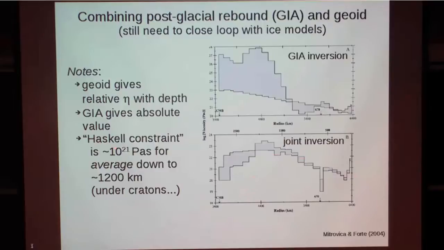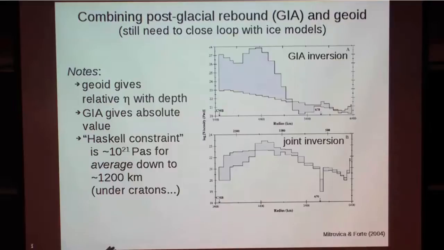If you do that, people will often throw the Haskell constraint at you. The Haskell constraint says that the average of the top 1,000 kilometers of the mantle under the places that are experiencing unloading, which are in cratonic regions that might be not normal, have an average viscosity of 10 to the 21. Here's what you get when you do a joint inversion.